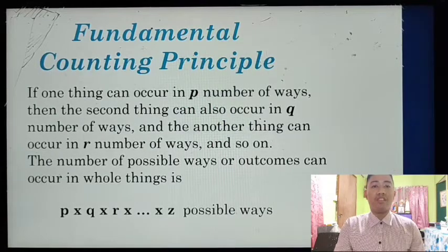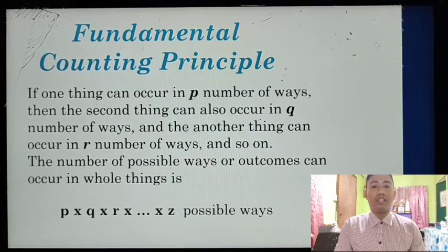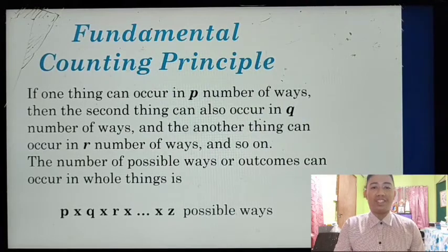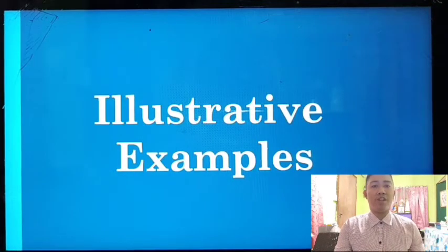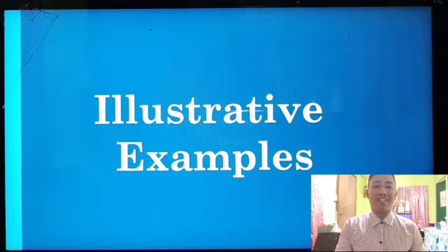Meaning to say, in this counting principle, we are using the multiplication method of counting to make it easier to determine the total number of possible outcomes in many groups of objects. The number of possible ways depends on the real-life situation. Let us discuss some illustrative examples on how to solve and determine the number of outcomes using the fundamental counting principle.